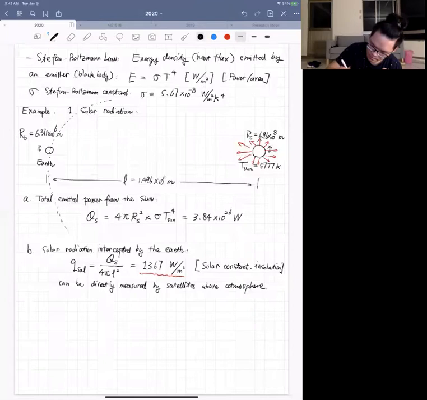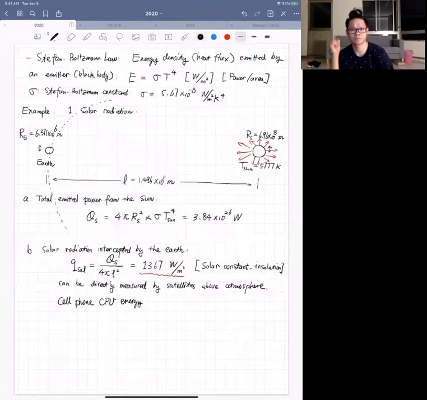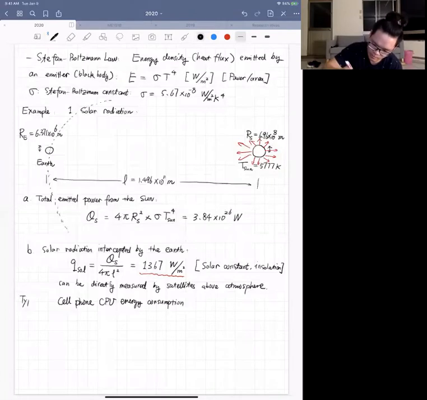think about the typical energy consumption of a cell phone CPU. When your cell phone gets hot, the amount of heat dissipated by your cell phone is actually about 10 to the fourth watt per meter square, or you can use 1 watt per centimeter square. This is the common unit used.